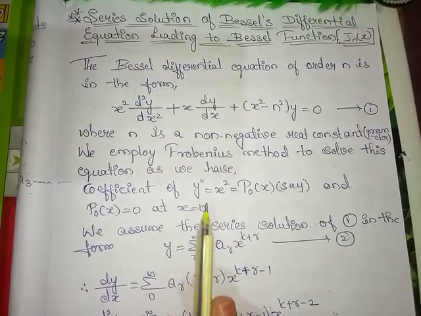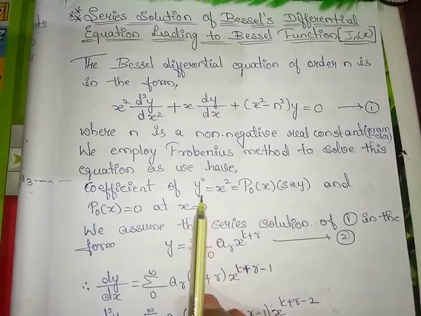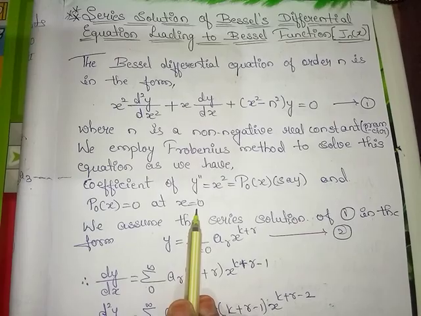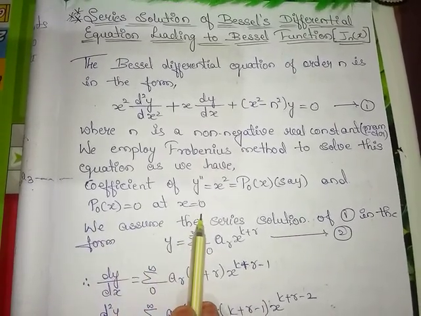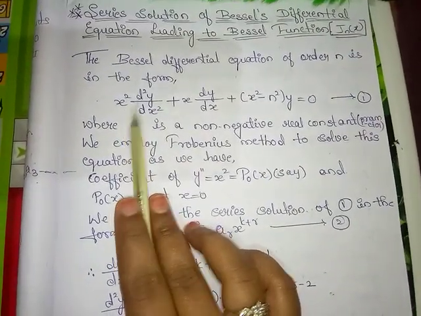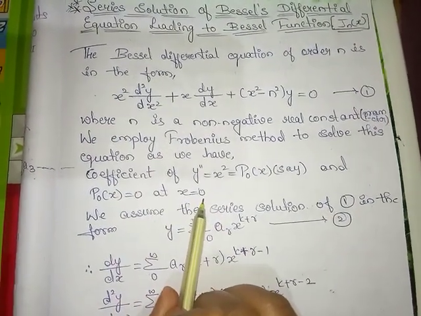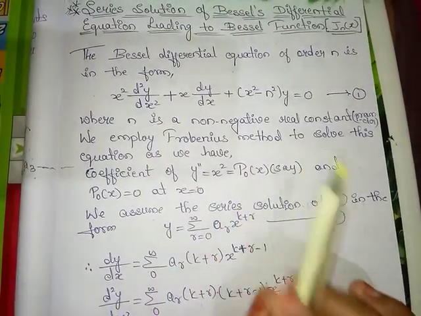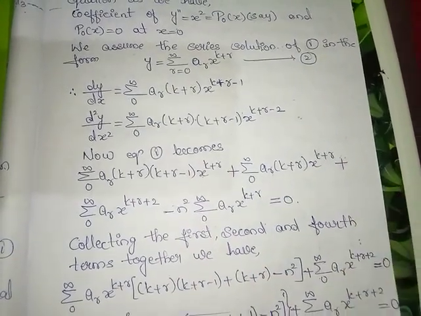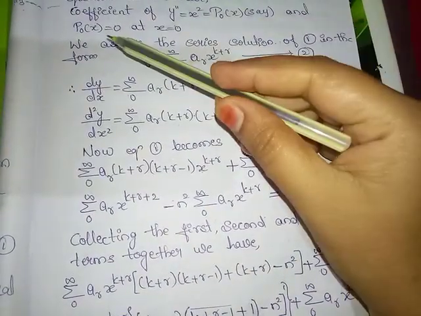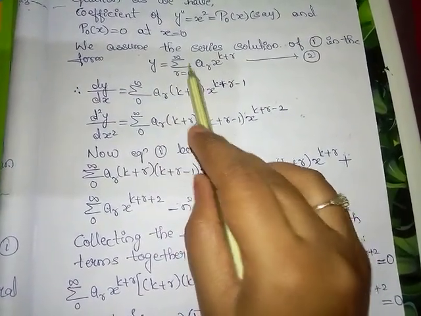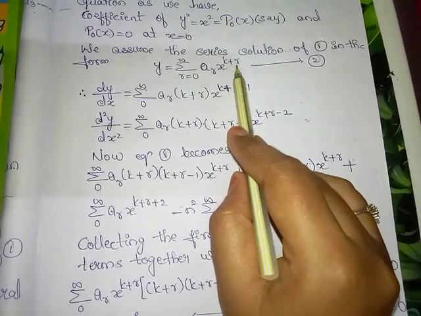We know that the Frobenius method is applicable only when the coefficient of y double dash is 0 when x is equal to 0. That is, p naught of x is equal to 0 at x is equal to 0. Here we get p naught of x as 0 when we substitute x as 0, so we have to use the Frobenius method. And we also know that the solution of the differential equation where p naught of x is equal to 0 at x is equal to 0 is y is equal to summation r running from 0 to infinity a r x raised to k plus r.